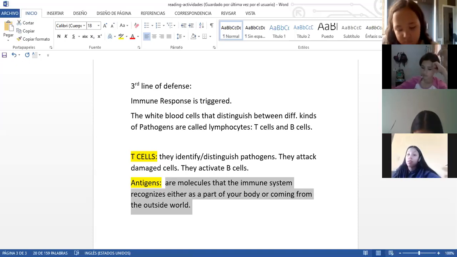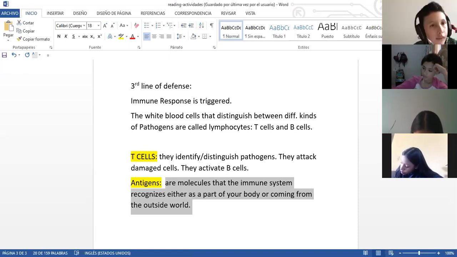Now, after the T cell has recognized a pathogen, what does it do? What is step number 2? After it recognizes a pathogen, it divides many times. Very good. It divides many times.